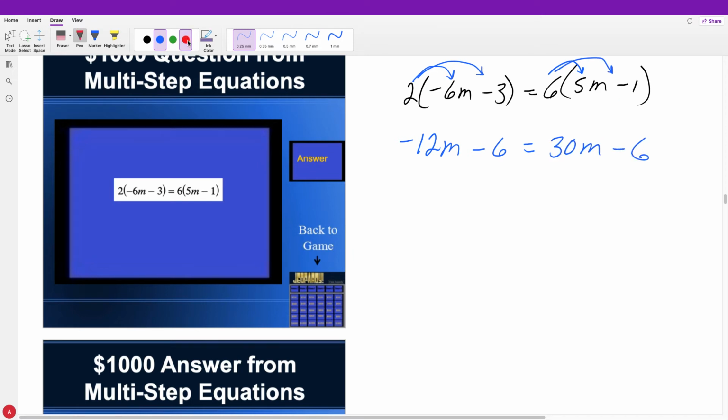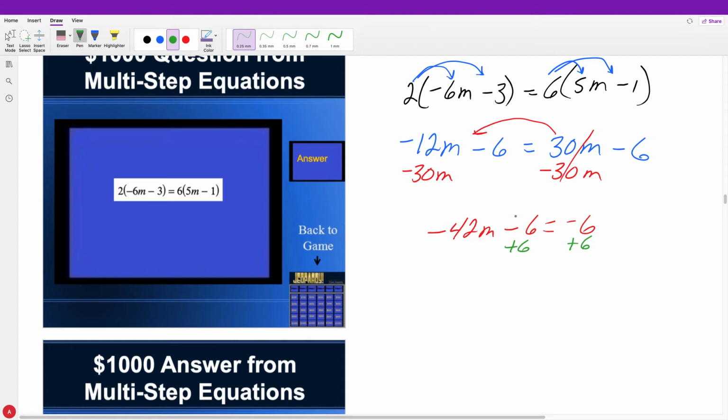Now that we've done simplifying, I'm going to move all of my variables to one side. So I'm going to move my variables to the left. To do that, I'll subtract 30m from both sides. So now I get negative 42m minus 6 is equal to negative 6. So now we need to start isolating that variable. To do that, we need to get rid of our subtraction first. So to do that, we add.